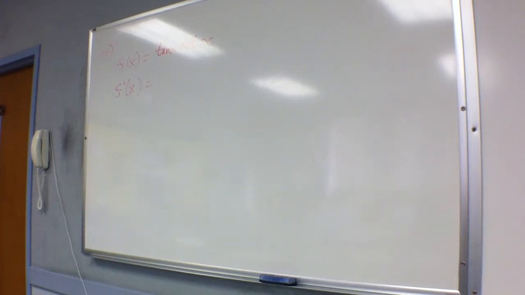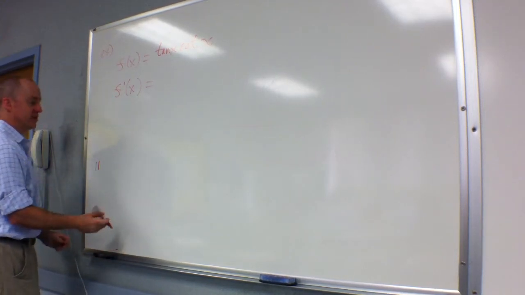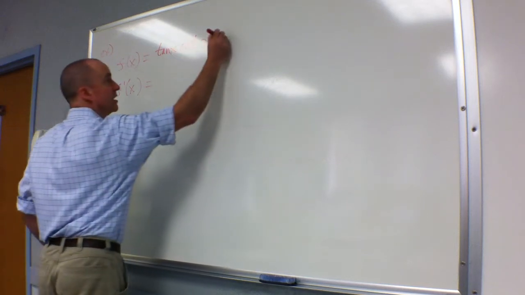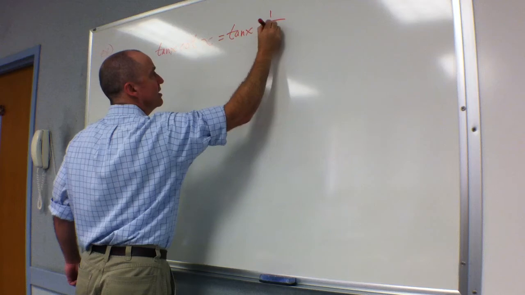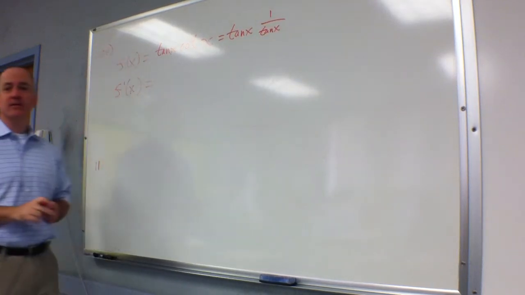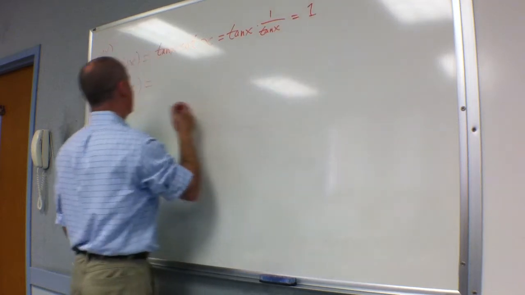Let me think. Wait a minute. Oh, yeah. Cotangent is 1 over tangent, right? So before we even derive, there may be some value in simplifying. So what's that equal? 1. What's the derivative of 1? 0.